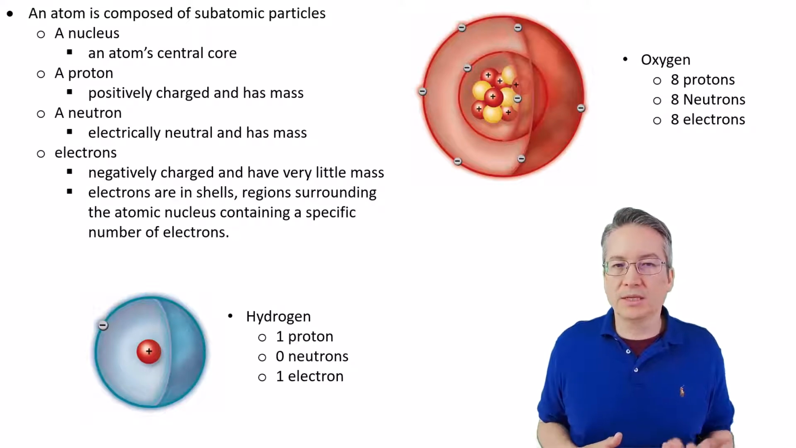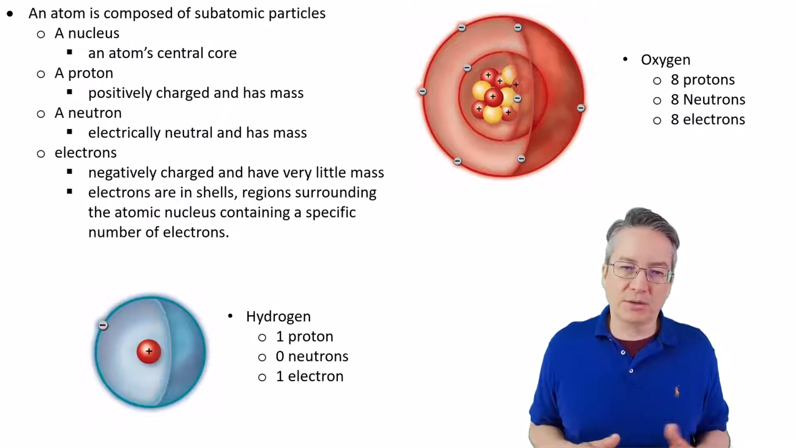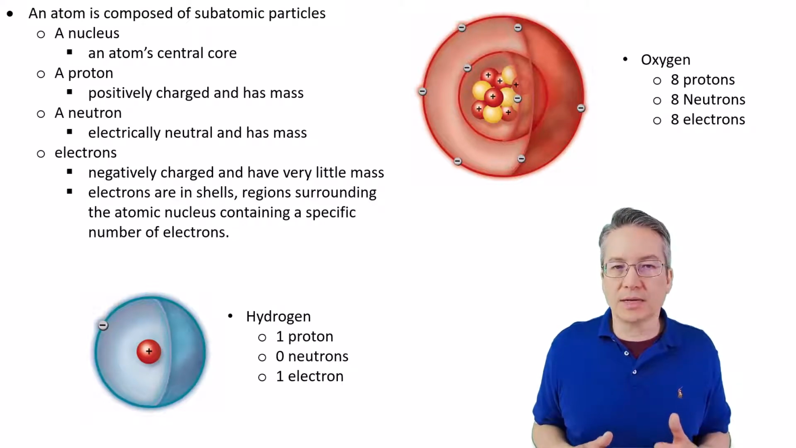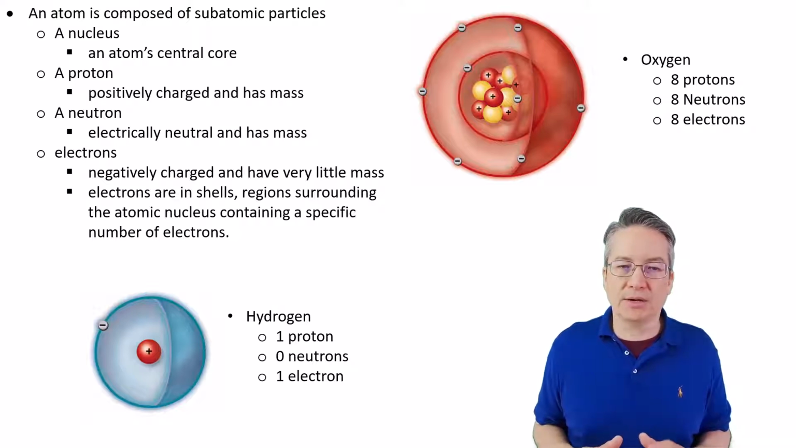So let's take a look at hydrogen. Again, it has a single proton, which is positively charged. It has 0 neutrons in general, although there are some isotopes of hydrogen that do have a proton and a neutron. There's also an electron. So you can see that this atom is electrically neutral. It has one positive charge due to the proton, and it has one negative charge due to the electron. And those, in a sense, cancel each other out, so it's a net charge of 0.